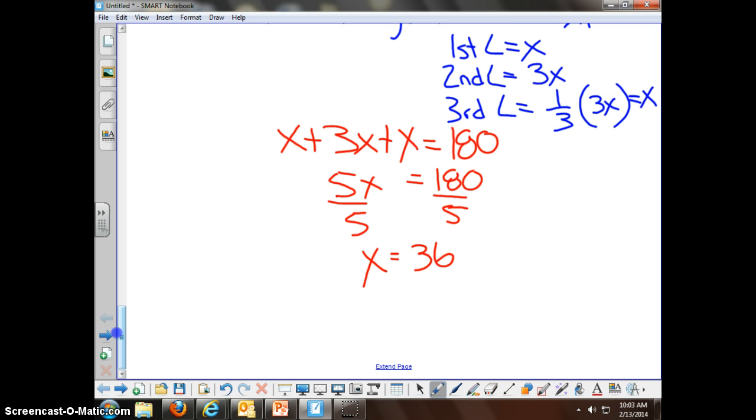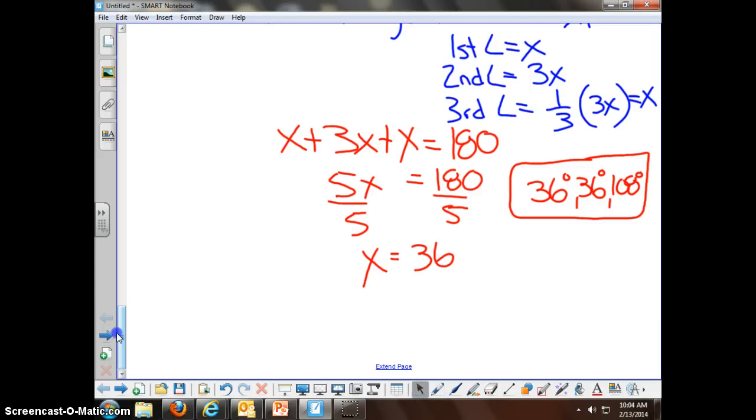All right, so what is the answer to the problem then? We want to know the measure of all three angles. So we know the first one is 36 degrees. The third is 36 degrees. And the second, 108 degrees is the second. So your answer is really what should be boxed, correct? And if I continued forth and said, Jenna, what kind of triangle is this? You would say? Isosceles. It's an isosceles triangle because we have two angle measurements the same. Therefore, we're going to have two sides the same. Questions on those two problems?